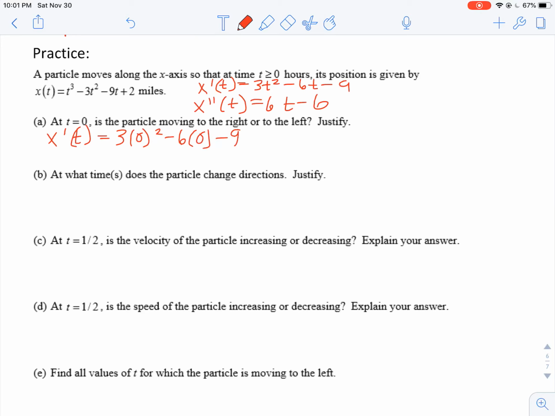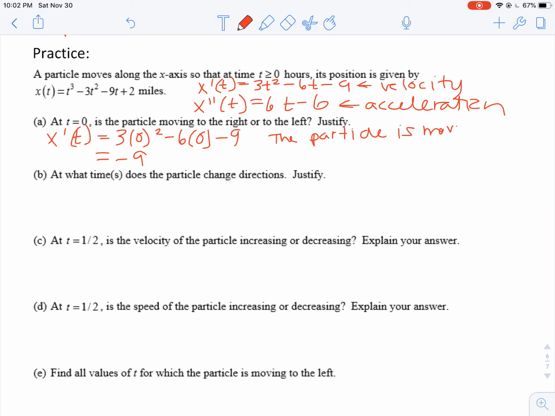6 times 0 minus 9. So remember, I'll label this as velocity, right? And that's acceleration. All right, that's going to be negative 9. So that means the particle is moving to the left, because x prime at 0 was negative, is less than 0.